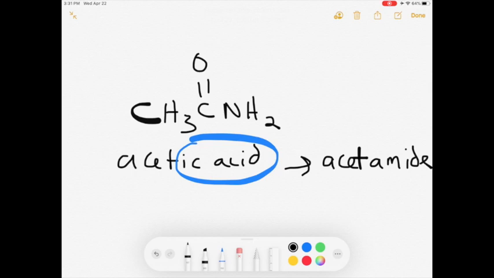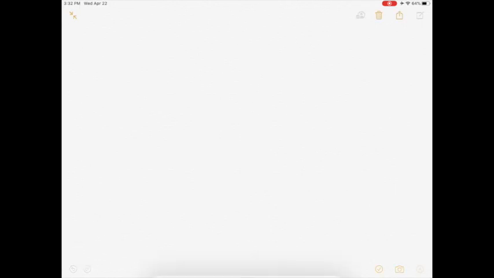Then, if there are alkyl substituents on the nitrogen, you name them first and write an italicized N before the alkyl name to show it is attached directly to the nitrogen. Let's do an example of that one.